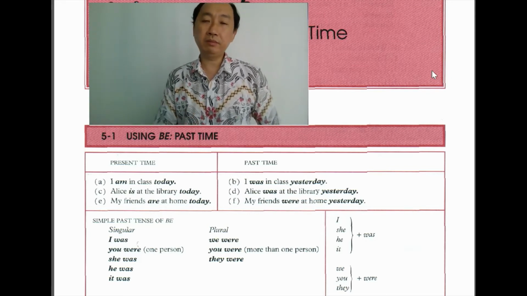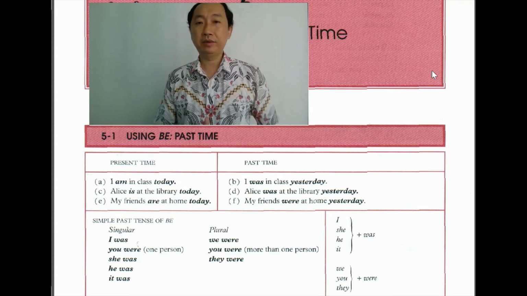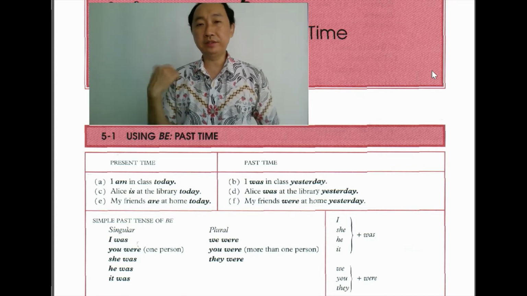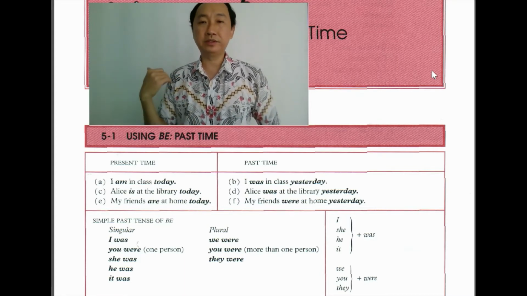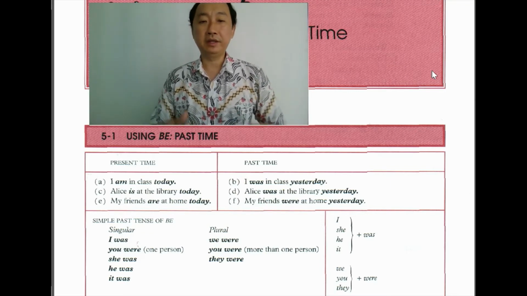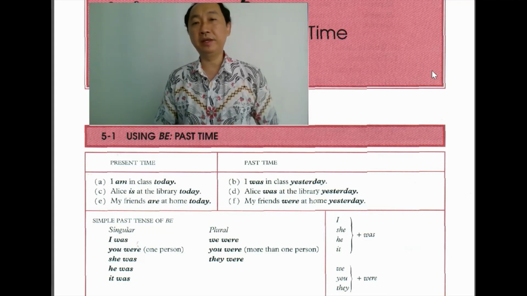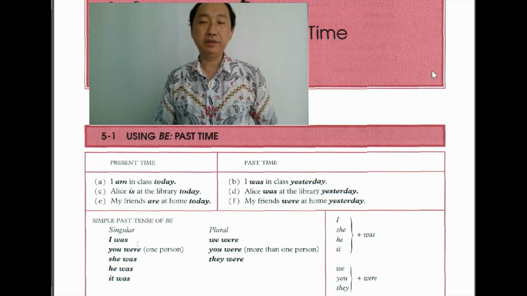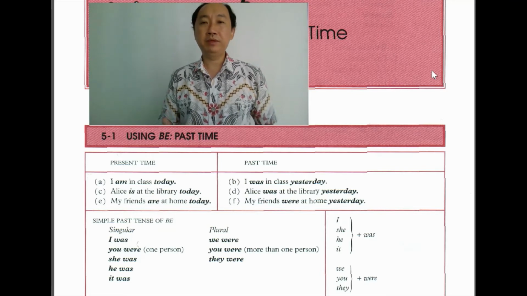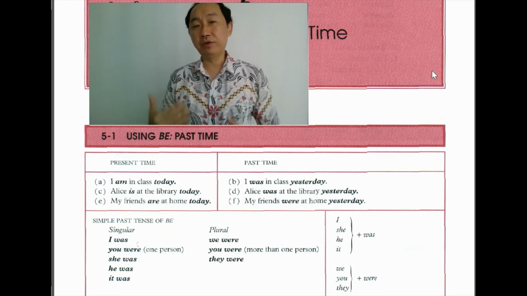And it happens automatically. So we have to know this. Do not say I am in this class yesterday. No, it is not right, it is wrong. If you use yesterday, automatically you use I was in class yesterday. Today, I'm in class today. My friends are at home today. My friends were at home yesterday. When we use today, we use am, is, or are, depending on the subject. When we use past, we use was, were.